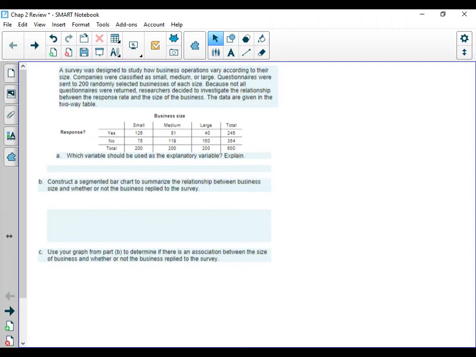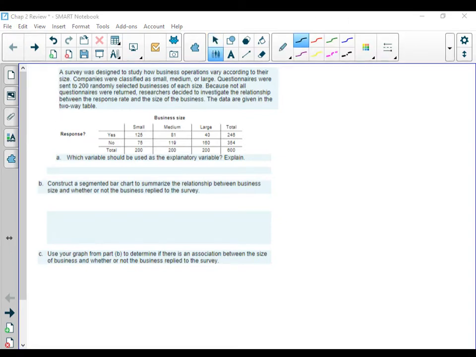So the first thing you want to know, okay, which one's the explanatory? Well, remember the explanatory is the one that would be like on the x-axis. It would be the one that would affect the outcome or affect the output. So the question was basically, if they answered yes or no, would that affect how big they are? Or would how big they are affect whether they actually responded yes or no? So the explanatory variable really would be the size.